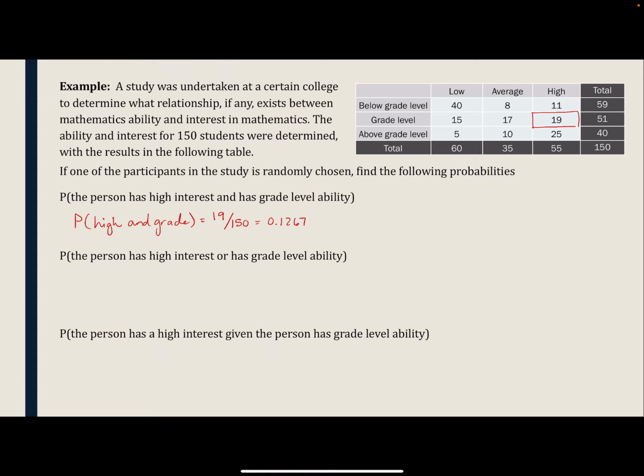The next part says, what's the probability that the person has high interest or has grade level ability? For a contingency table, the events are never going to be mutually exclusive. There's an overlap. We just found it. These 19 students are in both categories. They're both high interest in mathematics and grade level ability. So we need to use the formula. This is going to be the probability that they have a high interest in math plus the probability that they are at grade level minus the intersection between the two, high interest and grade level.